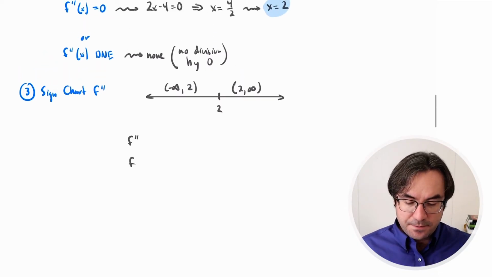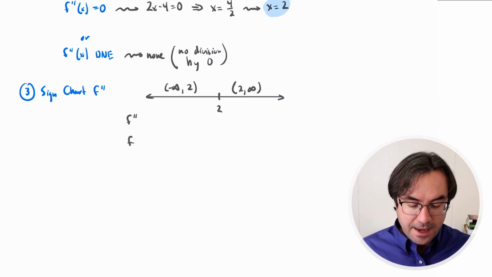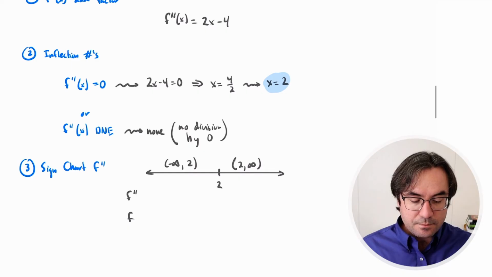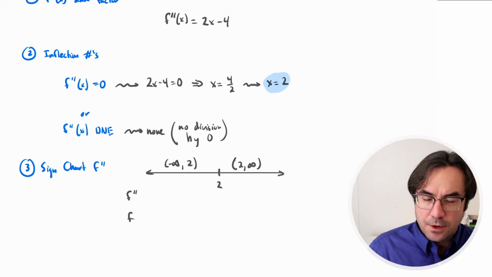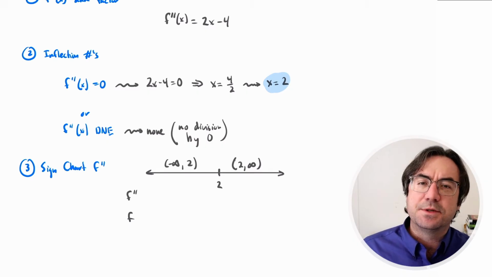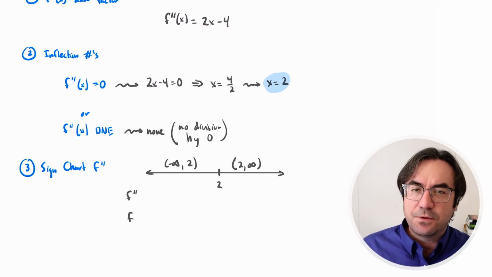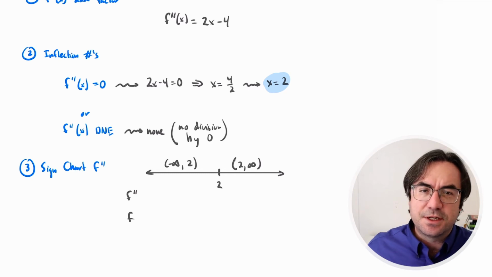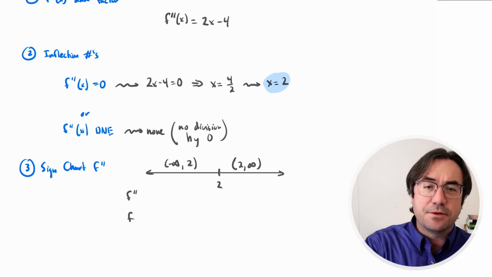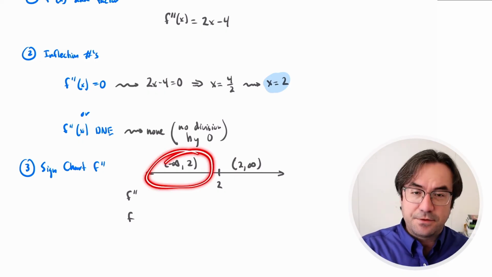Now, if our second derivative had more factors here, we would include more rows just to help us out. We'd go through and find the sign for each of the factors. But because it's just this 2x minus 4, this is a simple enough function. We're just going to plug our test numbers right into this and see if we get something that's either positive or negative.